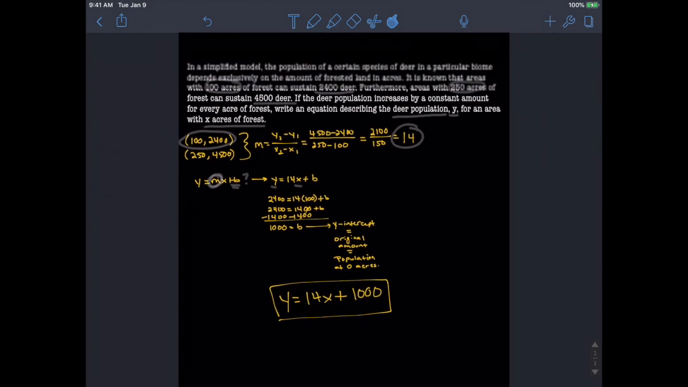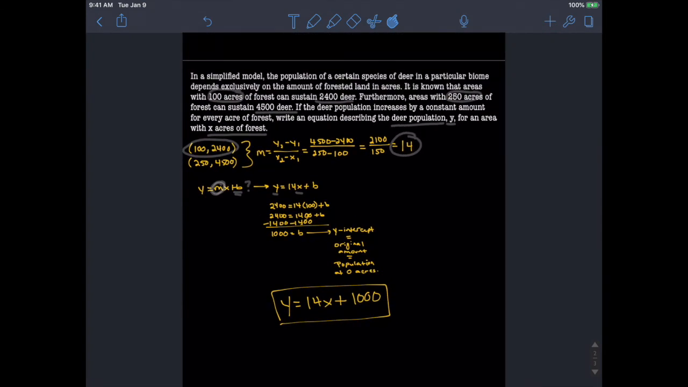Alright, quick review. Find the associated values in the problem, set up points, find the slope, plug into y equals mx plus b, solve for b if you have to, remember what the question is asking. I think I've covered it.